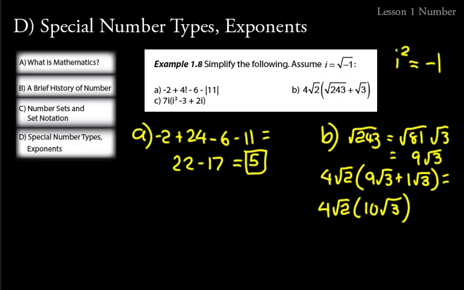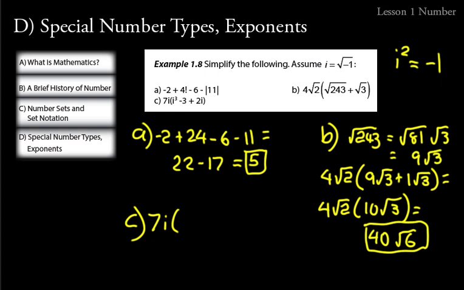Multiply the non-radicals of 4 and the 10, that's 40. Multiply the square root of 2 times square root of 3, that's square root 6. And we'll just leave the answer like that. You're not supposed to write these in a decimal form. That's not the goal here. So when you see something from lesson 1 like that, know that you're not supposed to write the answer as a decimal form. And then in C, simplifying that, 7i.